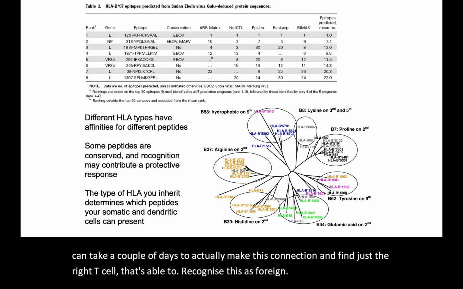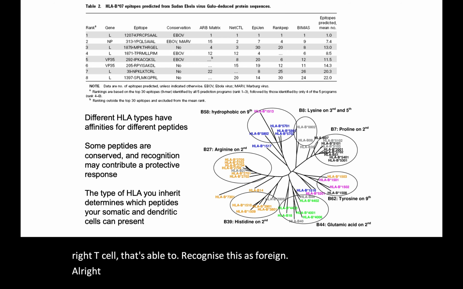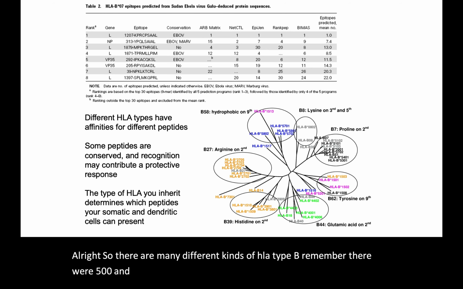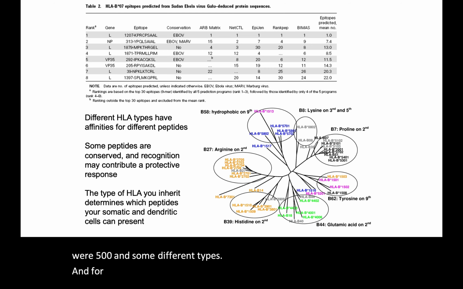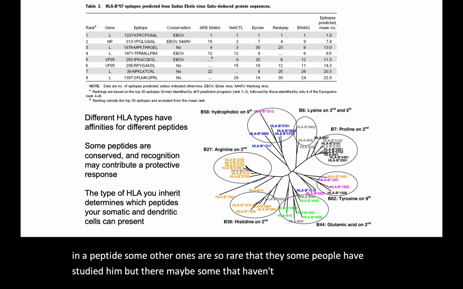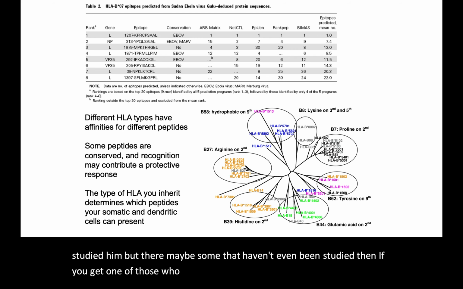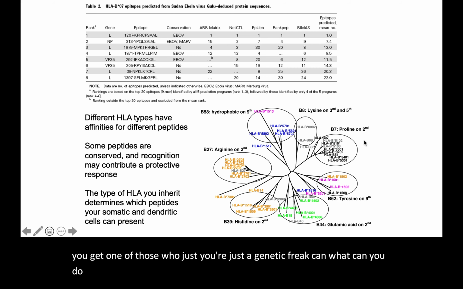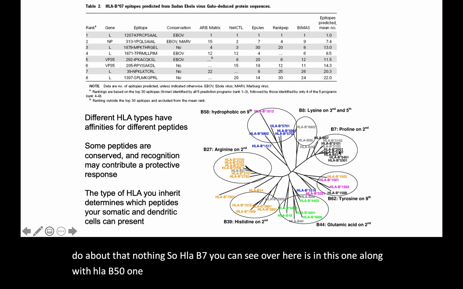All right. So there are many different kinds of HLA type B. Remember, there were 500 and some different types? And for some of these, we know exactly what it is that they are looking for in a peptide. Some other ones are so rare that some people have studied them, but there may be some that haven't even been studied. Then if you get one of those, you're just a genetic freak. And what can you do about that? Nothing. So HLA-B7, you can see over here is in this one, along with HLA-B51.02 and HLA-B35 version 01, etc.